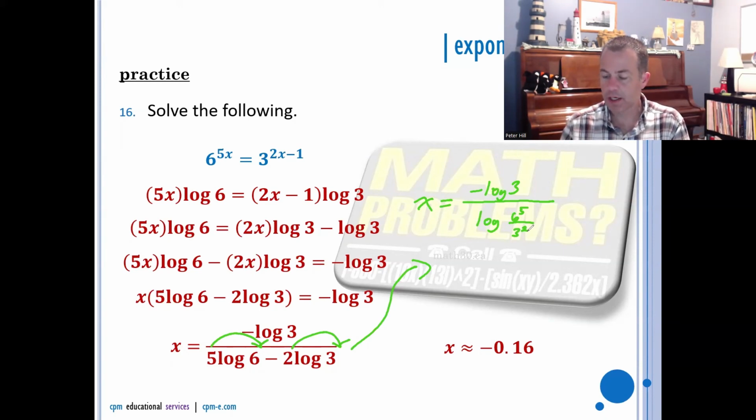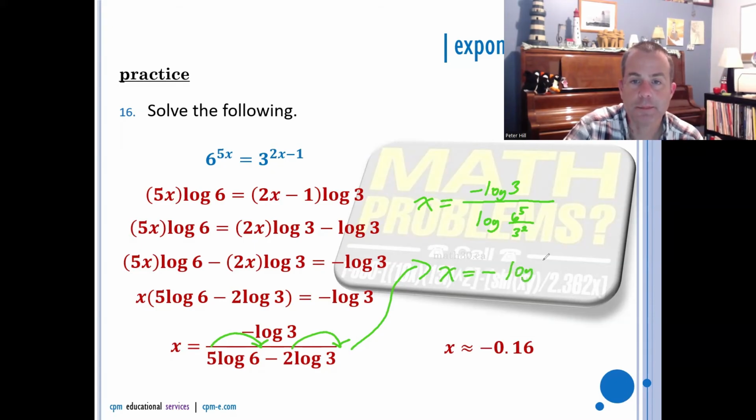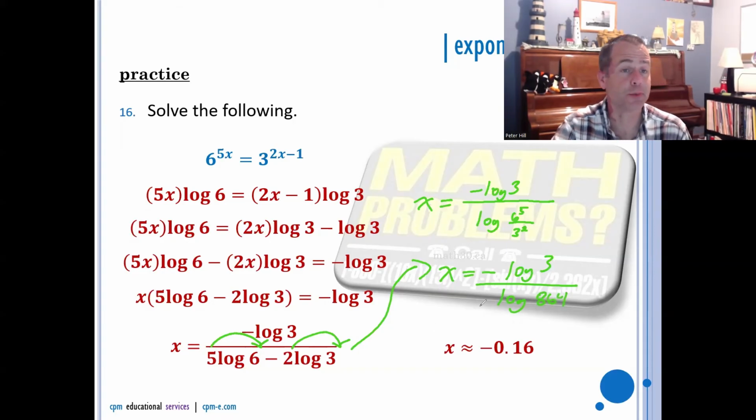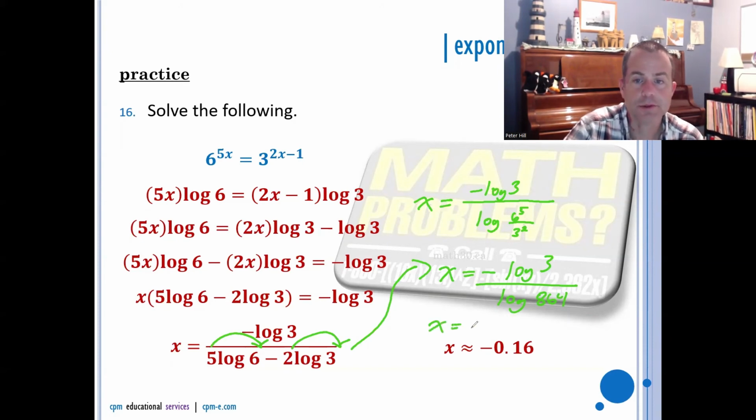Now, just grabbing my calculator here, 6 exponent 5 divided by 9 is 864. So I could write that now as negative log 3 of, or divided by, English. Me and English don't get along. Log 864. Okay, now, then I could use my change of base identity and say, hey, that's actually x equals negative log base 864 of 3.